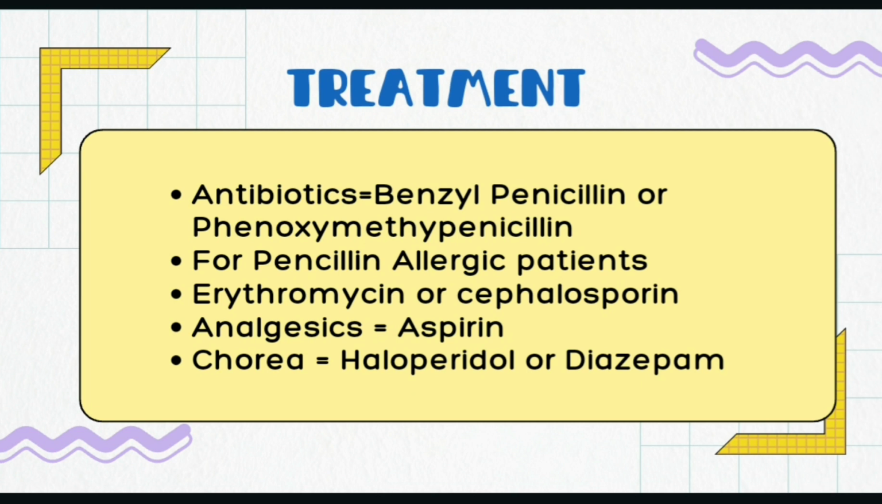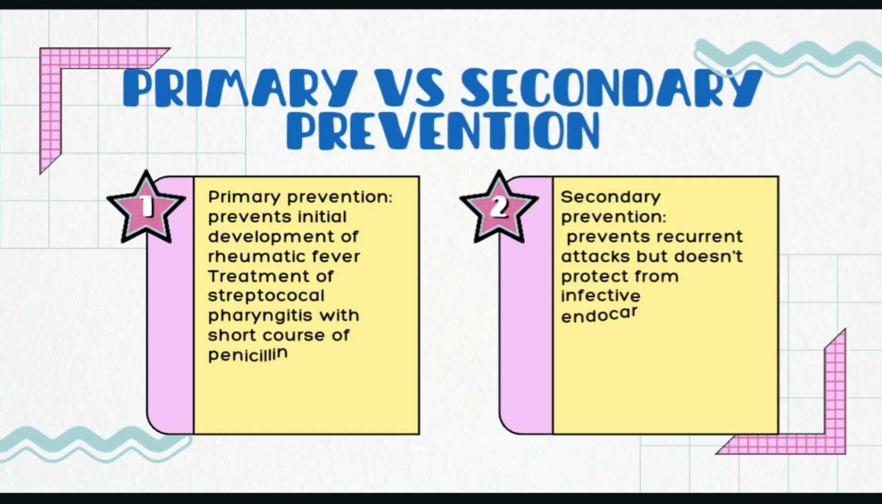For penicillin allergic patients use erythromycin or cephalosporin. Use aspirin as analgesic. For treatment of chorea, haloperidol or diazepam. Primary prevention and secondary prevention.